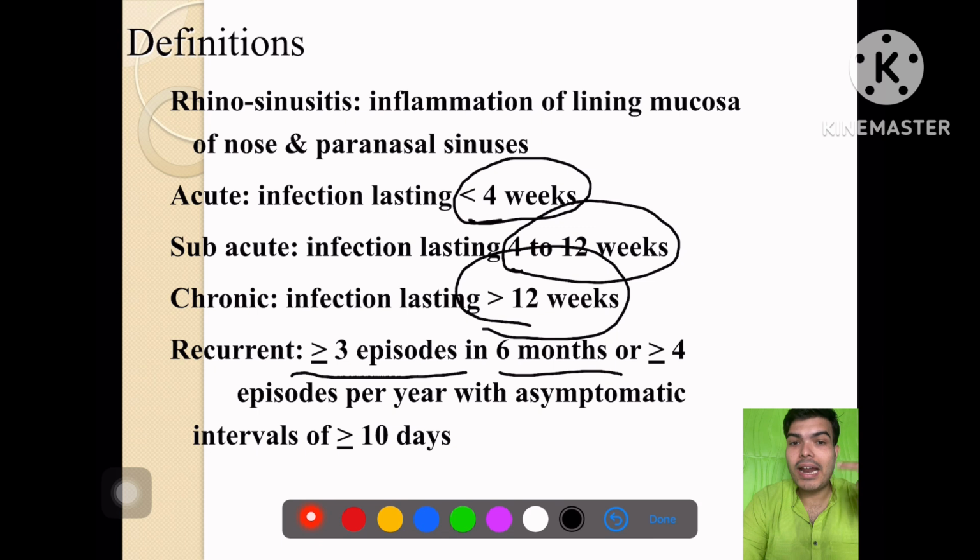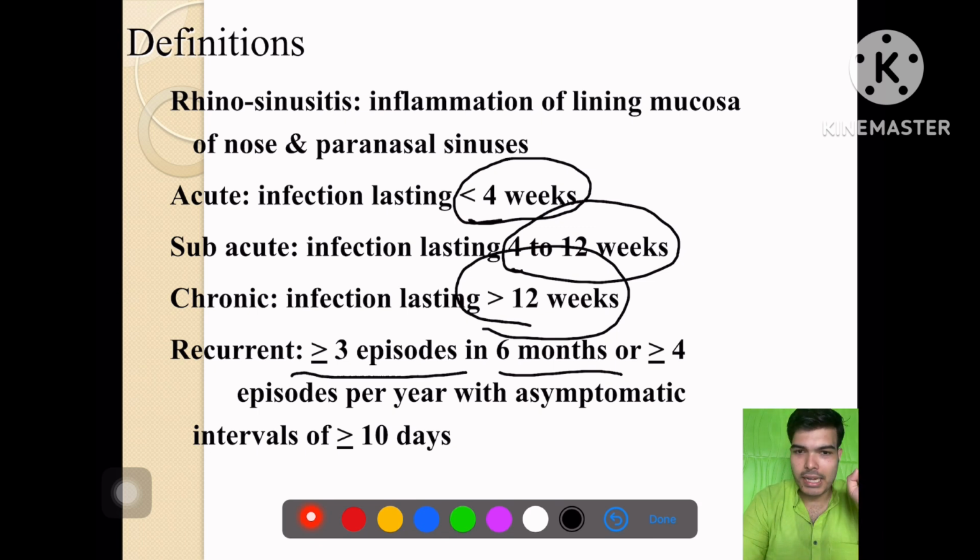So I have rhinosinusitis during winter. It's because of the seasonal allergy that I'm suffering from. Okay, it's not that I'm having a chronic sinusitis from the summer also, winter also. If it's a prolonged period of time, you have to say it is chronic sinusitis. But what is recurrent? Recurrence means 3 or more episodes in a 6 month period.